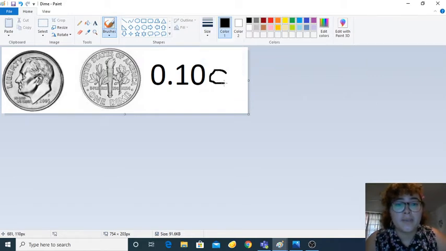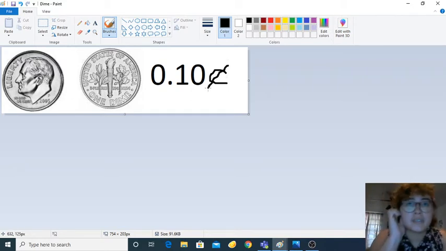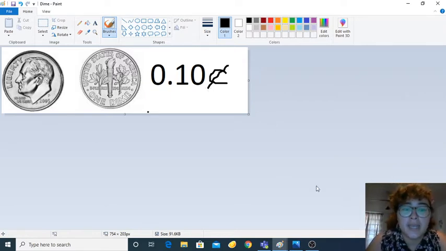This time I'm going to make the cent symbol sideways so you guys can see it. So we have 10 cents, okay? And this is the dime.